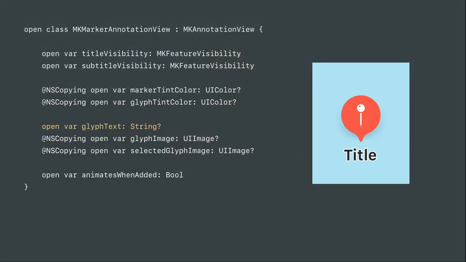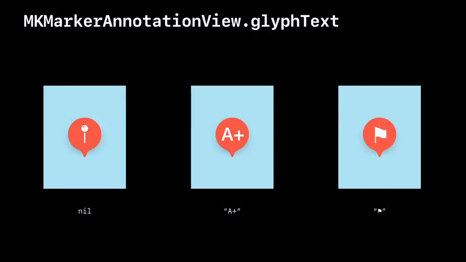Speaking of the glyph, you want to configure also what is inside of the marker, the little glyph in it. And the easiest way to do it is by using the glyphText property. It's a simple string. We see a pattern here. It defaults to nil, and when it defaults to nil, we pick a system default, which is a pin. It's a pin in a balloon. It might be dangerous, but it works. And you can set it to any text you want.